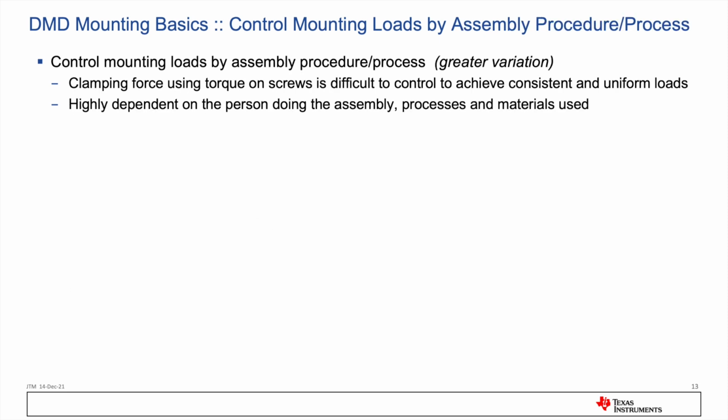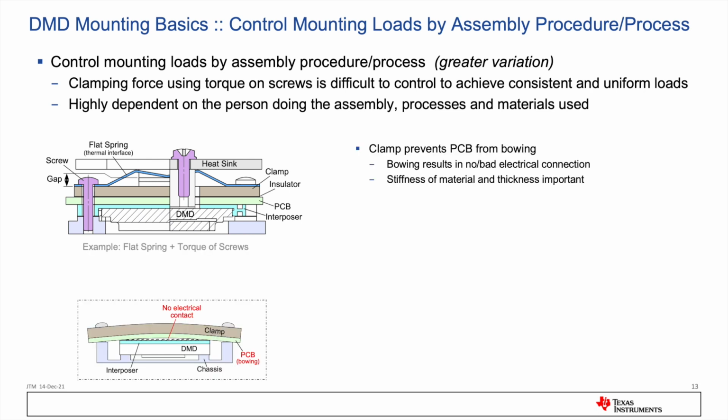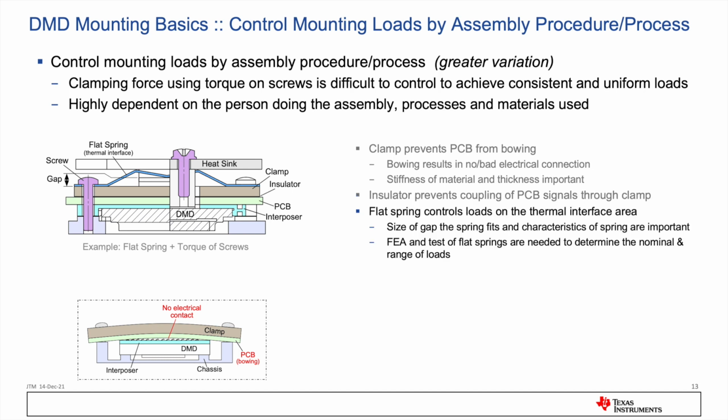Mounting designs that control loads using torque on screws and an assembly procedure or process have greater variability in the loads applied and are dependent on the assembly personnel. This example utilizes a flat spring and torque on screws. As in previous examples, the clamp prevents the PCB from bowing, which can result in electrical connection issues. The insulator prevents capacitive coupling of the PCB signals when using a metal clamp. The flat spring controls the load on the thermal interface area. The size and variation of the gap in which the spring fits and characteristics of the spring are important. Finite element analysis and testing of springs are generally required to determine the nominal and range of loads.